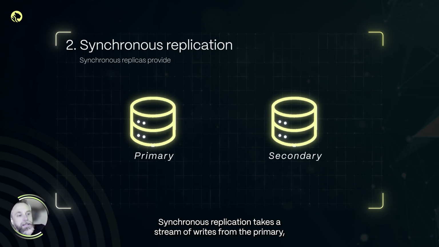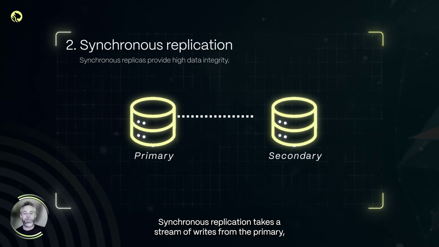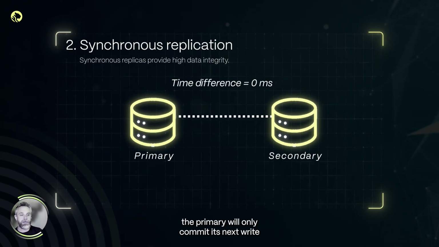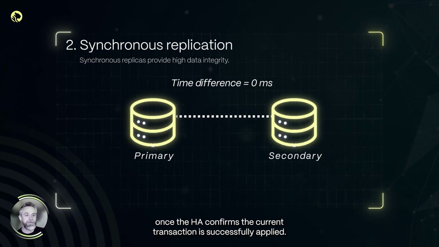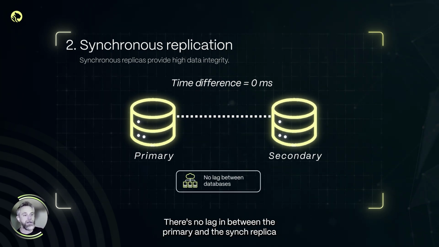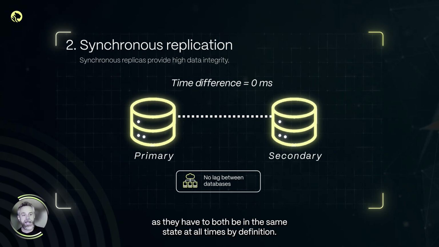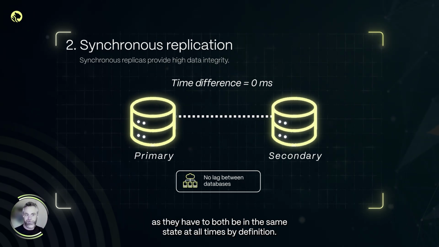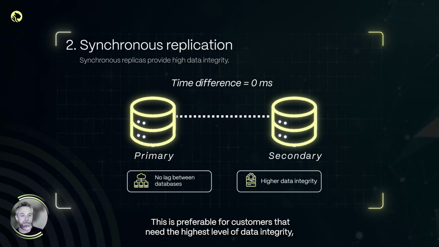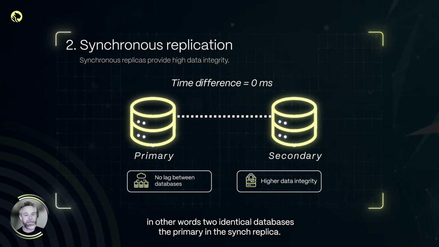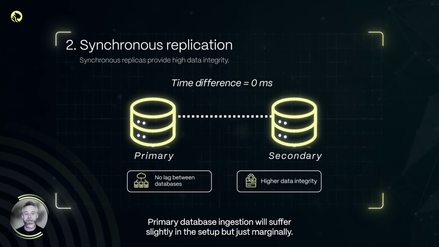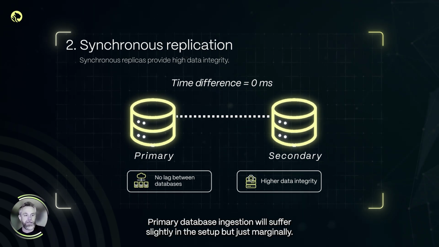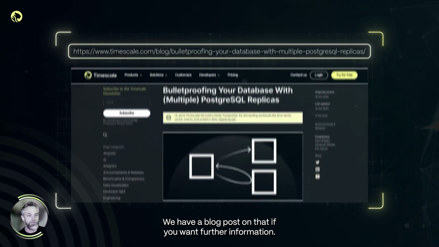Synchronous replication takes a stream of writes from the primary. The primary will only commit its next write once the HA confirms the current transaction was successfully applied. There's no lag between the primary and the sync replica, as they have to both be in the same state at all times by definition. This is preferable for customers that need the highest level of data integrity. In other words, two identical databases, the primary and the sync replica. Primary database ingestion will suffer slightly in this setup, but just marginally. We have a blog post on that if you want further information.